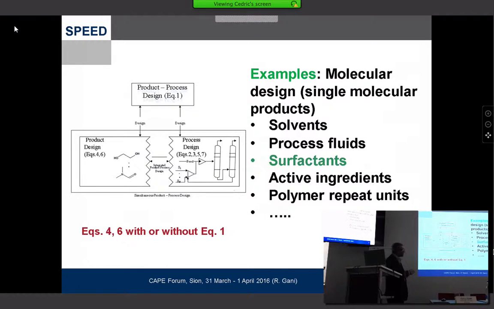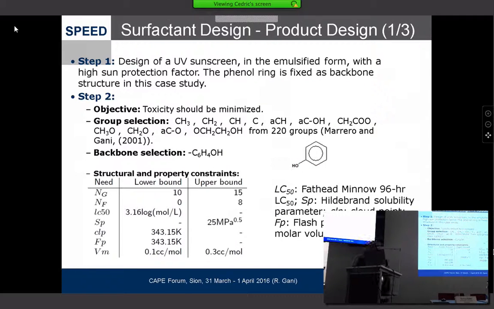And we want to design a surfactant. A surfactant is used, for example, in a detergent or many other products, cosmetic products. So what kind of problem do we want to solve? First, we need to say why we want a surfactant and what are its needs. We have to transfer these needs into a set of properties, and then we have to choose the building blocks that will make us the surfactant.